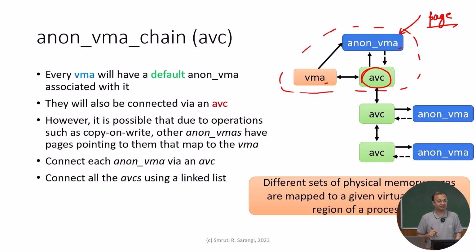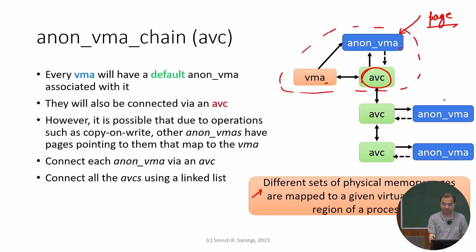Now, here lies the brilliant idea. Because of this many-to-many relationship, let's kindly read this: different sets of physical memory pages can be associated with the same VMA. Why? Because we have already seen the example where I inherited all the pages from my parent, but I did a copy on write. Then that copy on write page is mine. The rest are all inherited. Maybe my parent inherited something from my grandparent.